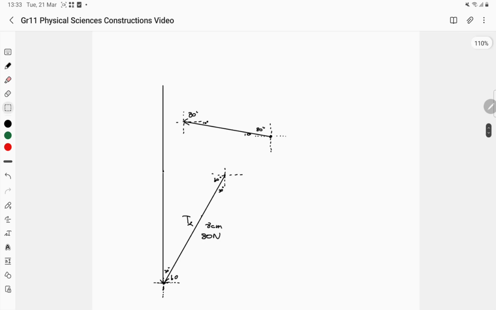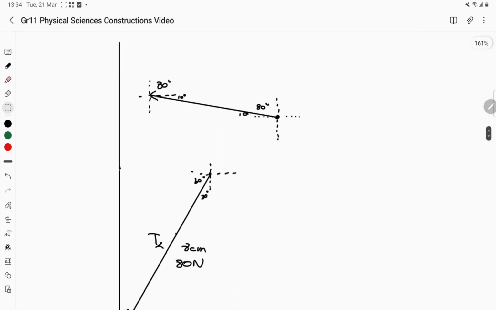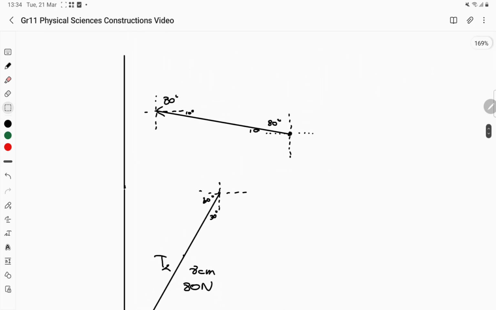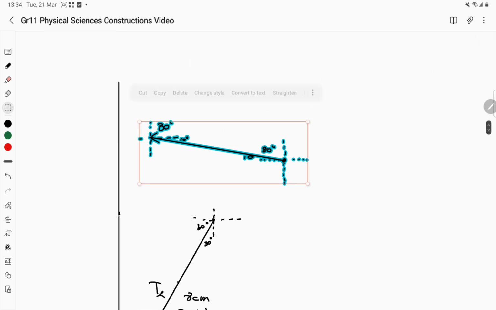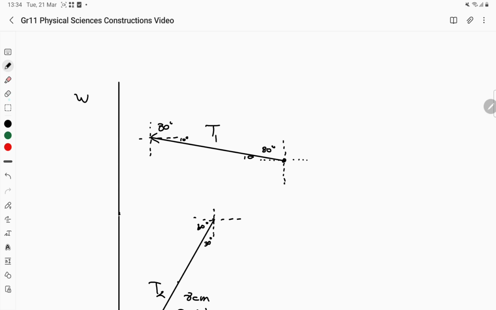Let me just get that right quick. Right, I think I sort of fixed that. It took me like 5 minutes. And there's a nice little gap here. See that gap? Anyway, okay, so we got a T1 here. Let me just label that T1. And this is our W, our weight vector.